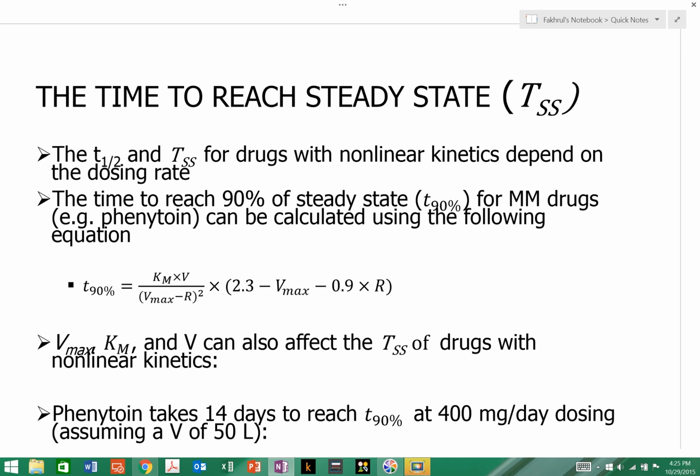The same equation is used to calculate time to reach 90% of the steady state. In assignment video 1, I have explained this concept, and I will also explain this calculation in the class, so let's skip this.